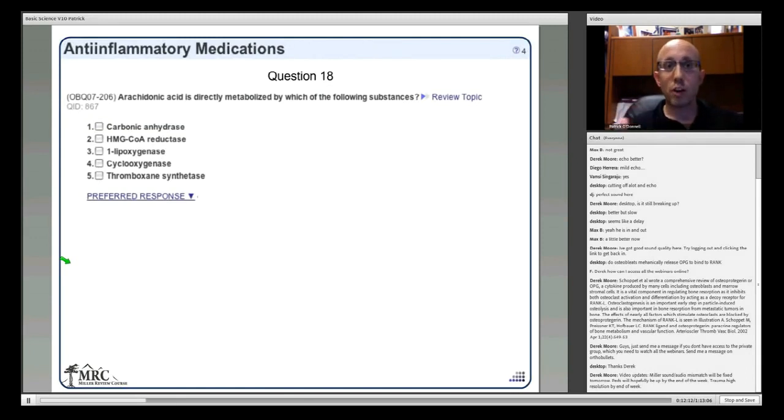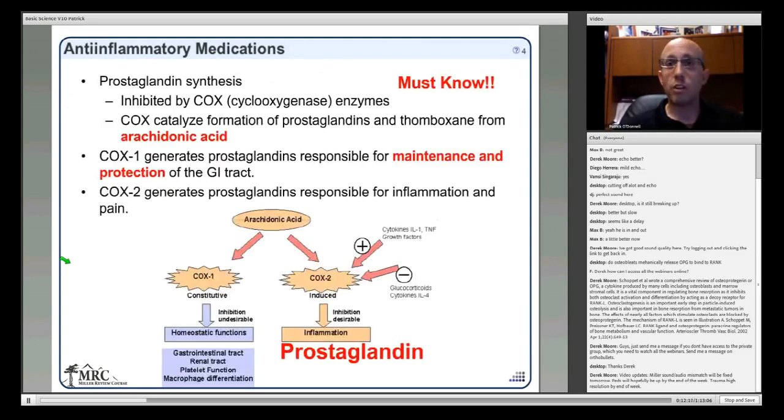Anti-inflammatory medicines. Question 18. Arachidonic acid is directly metabolized by which of the following substances? This is a must-know. You should commit this to memory. Prostaglandin synthesis, inhibited by your COX enzymes. COX catalyzes the formation of prostaglandins and thromboxane from arachidonic acid.